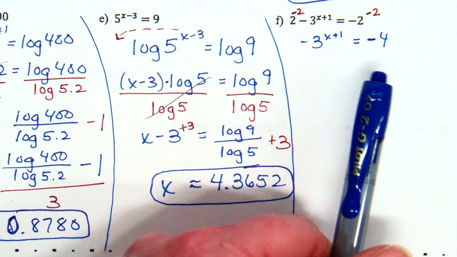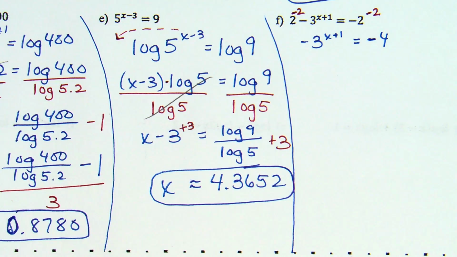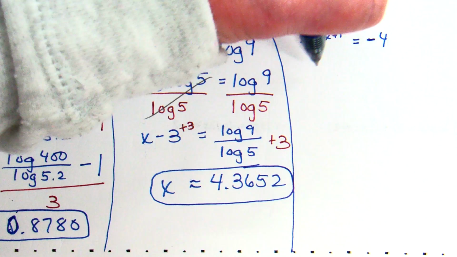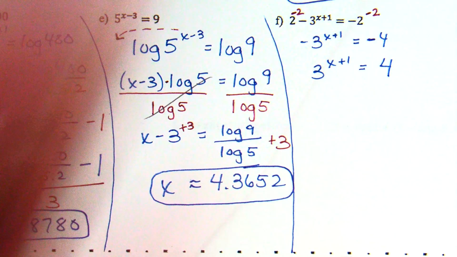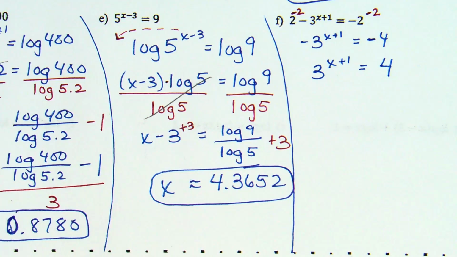okay, we could multiply both sides by negative 1. The other idea, if you're not a fan of multiplying both sides by negative 1, we could divide both sides by negative 1. They're equivalent thoughts. Okay? Regardless, what happens when you multiply or divide both sides by negative 1? All these signs change. So the negative of 3 to the x plus 1 becomes positive 3 to the x plus 1. Negative 4 becomes positive 4. Just like when you solve an equation. Now, I have 3 to the x plus 1 equals 4. Power on one side, number on the other side.